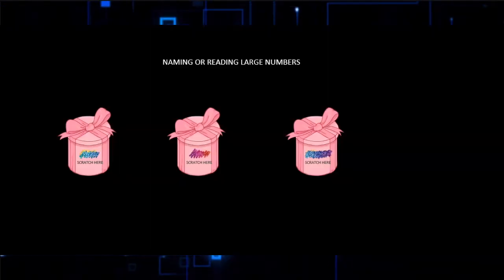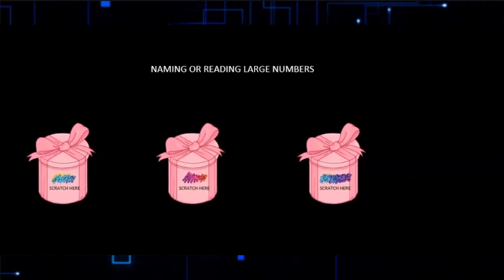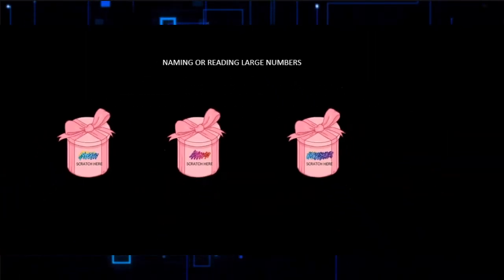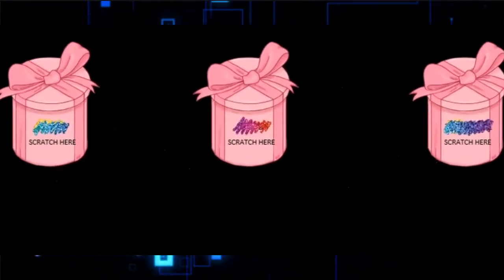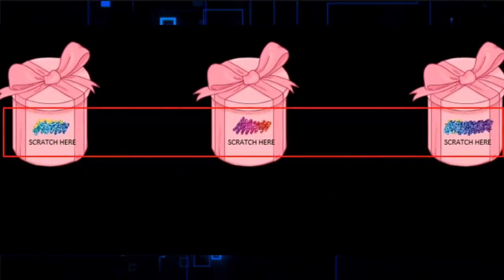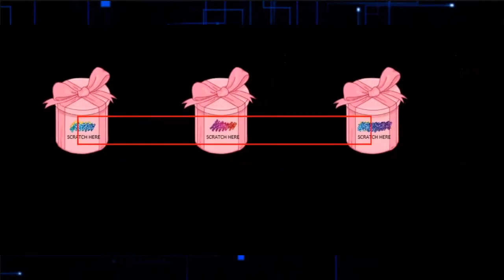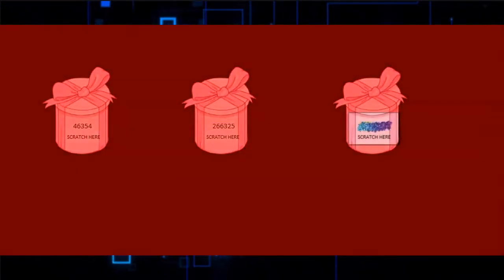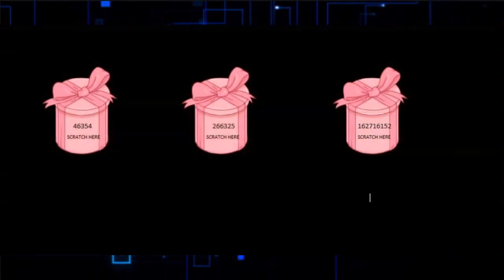So let's get started. We are going to study naming or reading large numbers. I'm going to offer you 3 boxes full of candies, and after scratching here, you will get the number of candies present in a particular box, and you can select any one box as per your choice. So let's scratch first. I have scratched it here. This is a 5-digit number, right? Then here it's a 1, 2, 3, 4, 5, 6-digit number. And lastly, this is a number with many digits. So which one would you like to take?